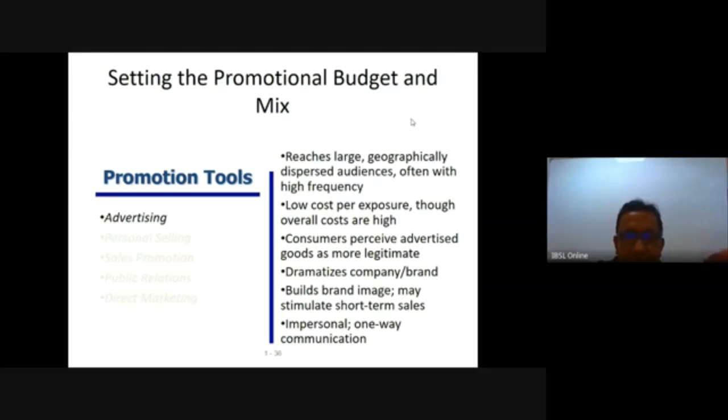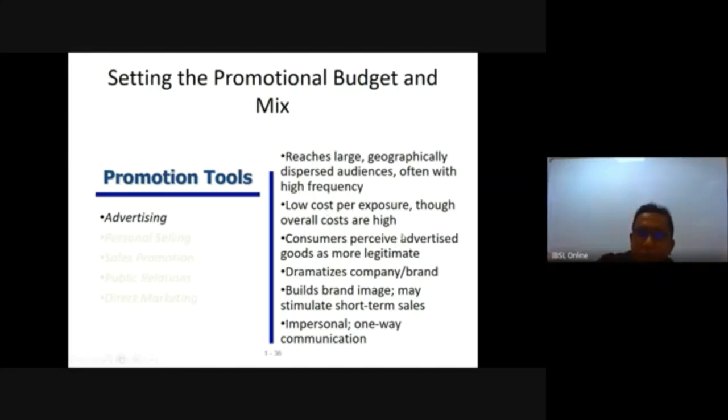So what are the features of advertising? It reaches large, geographically dispersed audiences, often with high frequency. Advertising through television or newspapers reaches a large audience geographically, because newspapers go everywhere and TV is seen everywhere. Low cost per exposure, yes. Although the overall cost of TV is high, it reaches millions of people, so the per exposure cost is low.